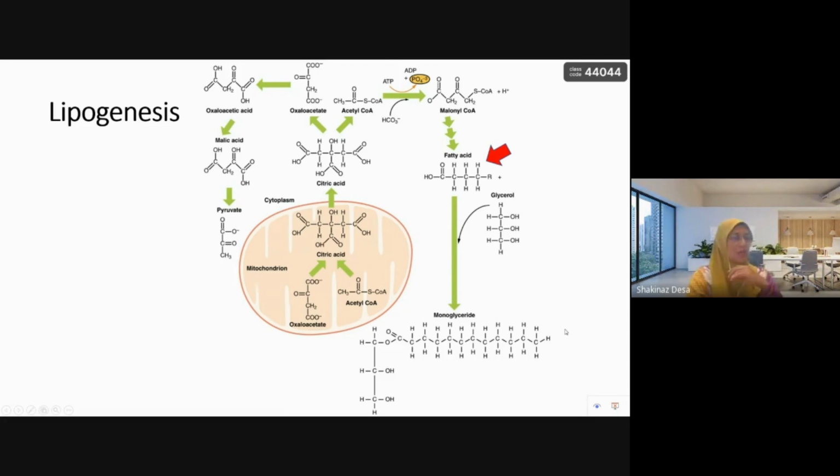Ini yang kita tengok, the one that we are looking at now is monoglyceride. Satu je fatty acid. But the rest of it, when they combine dengan other fatty acid, dia akan jadi triglyceride lah ataupun triacylglycerol. Ada tiga. So that is for lipogenesis.